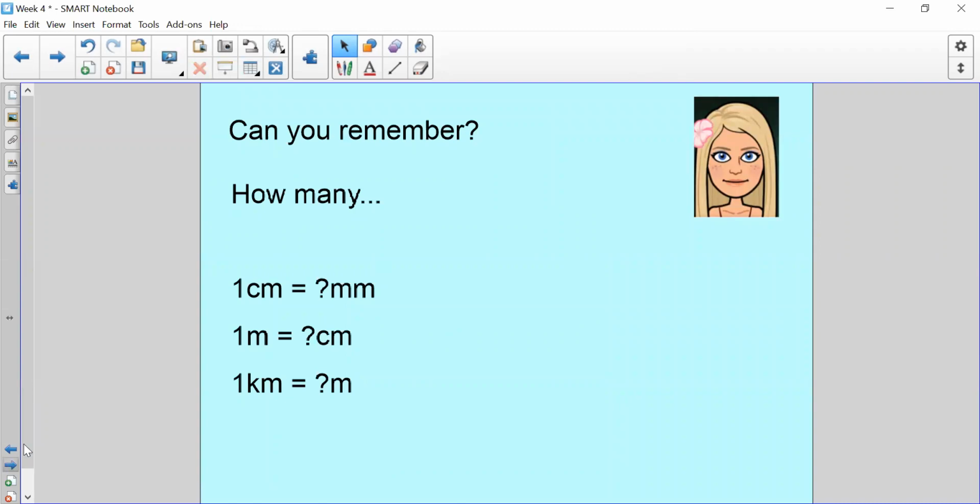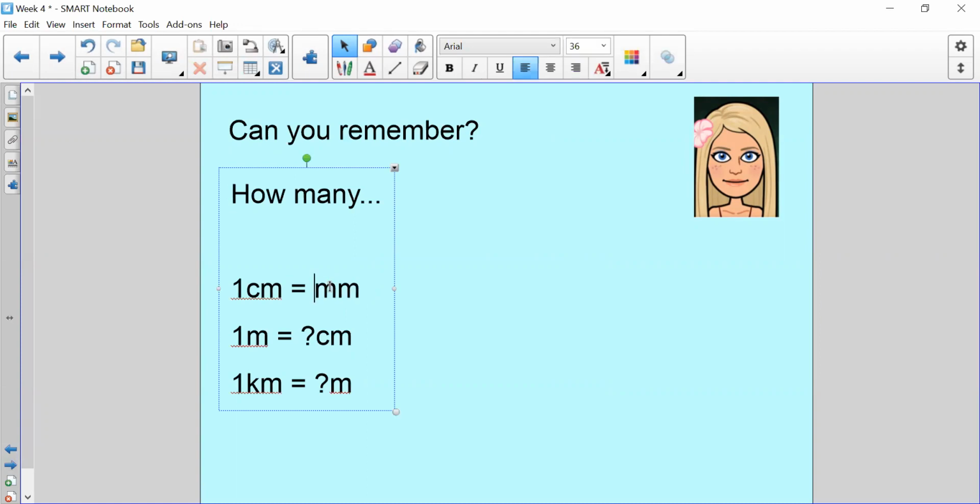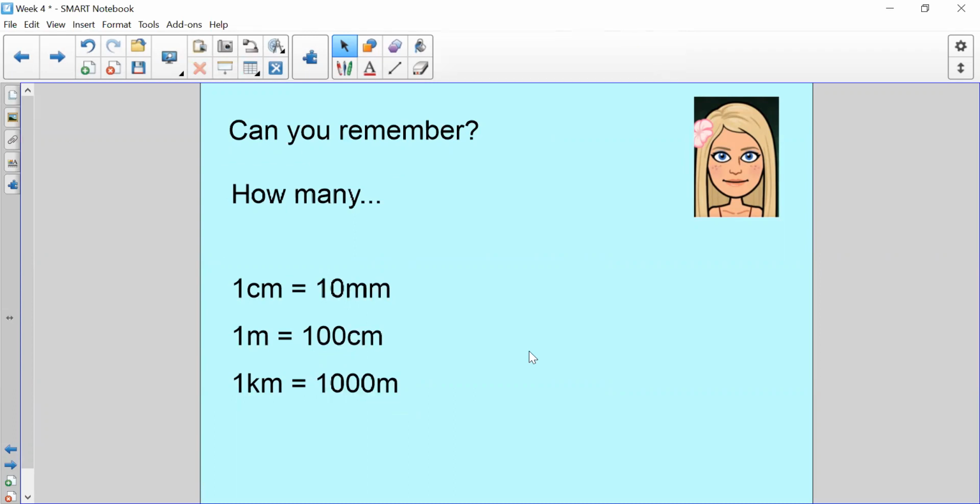All right, so we have 10 millimeters in a centimeter, we have 100 centimeters in a meter, and we have 1,000 meters in a kilometer. All right, so hopefully you have remembered those facts. Those are things you're just going to have to learn, and there's nothing that I can really help you with there, but you just need to know.